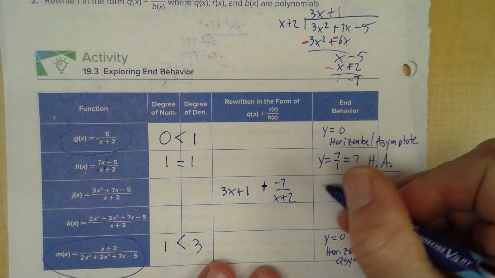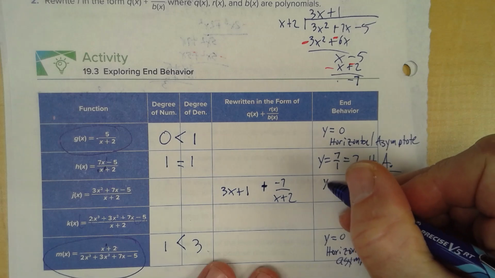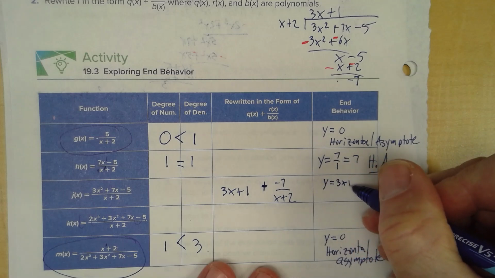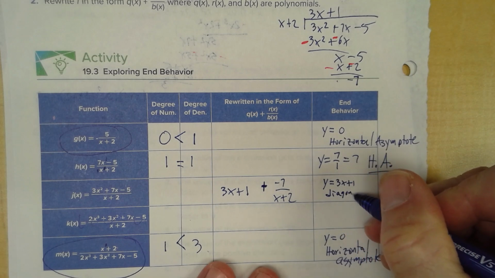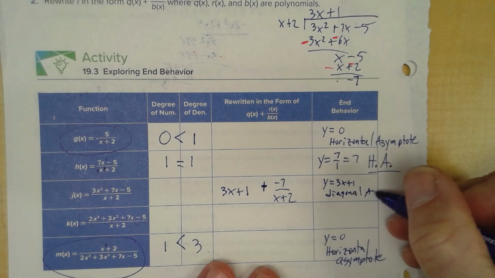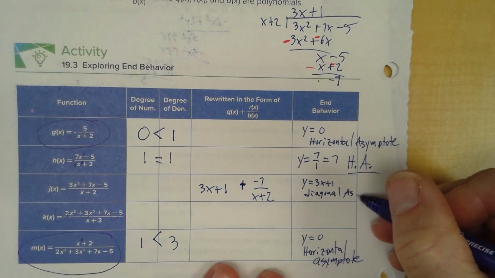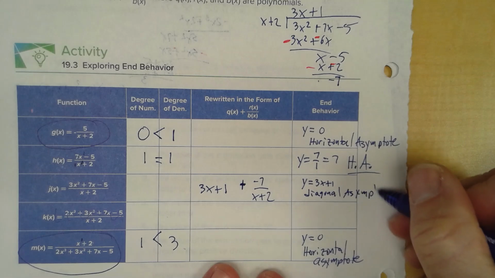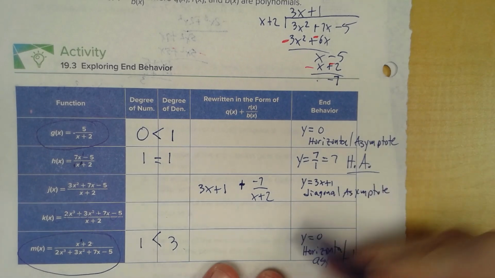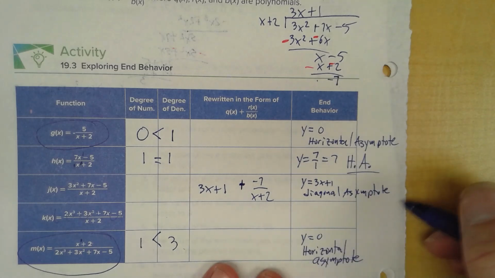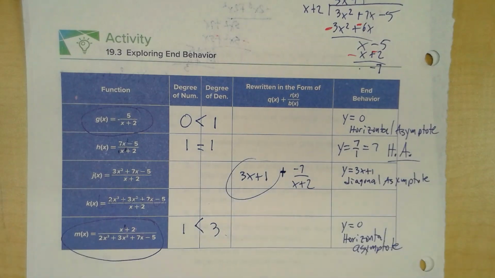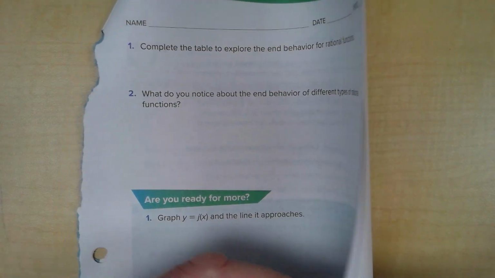y equals 3x plus 1 is a diagonal asymptote. Diagonal, I think, is a word you understand better versus oblique, but it's a diagonal asymptote, and it's a diagonal line. And that diagonal line looks like this right here.